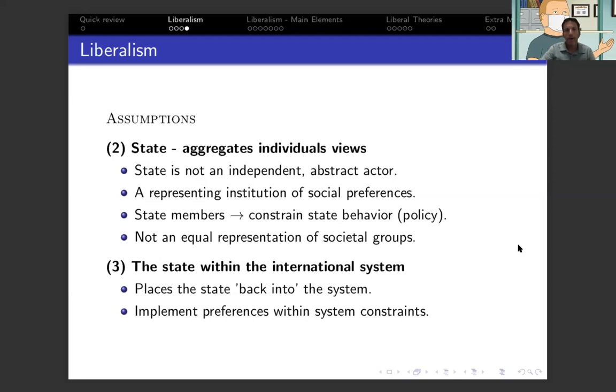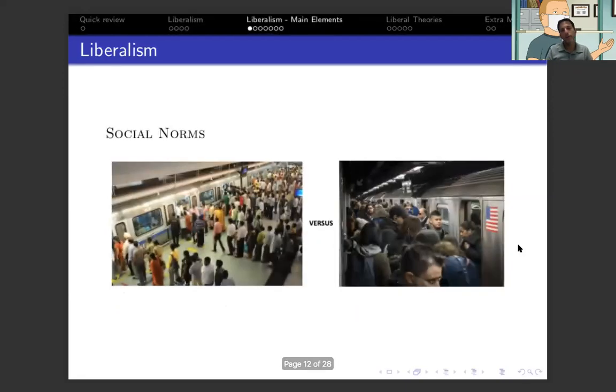All right, I'm going to go to the next part of this presentation of the theory, talking about the two main elements of liberal theory. The first one is social norms. Norms are one of the central principles of the liberal perspective.